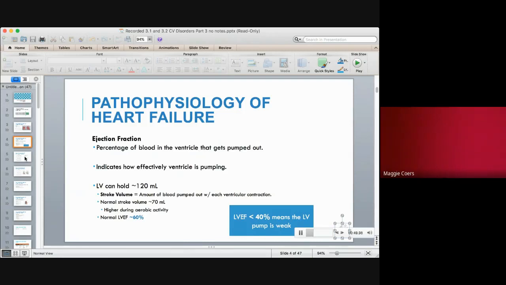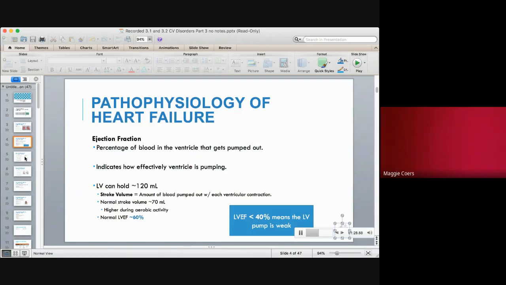And just as heart failure alludes to, if the ventricles can't pump that blood out, our ejection fraction decreases. Percentage is a key word. Whatever fills the ventricle, the ejection fraction is measured as the percentage that gets pumped out, and this percentage is the ejection fraction. It's an indicator of how effectively the ventricle is pumping.